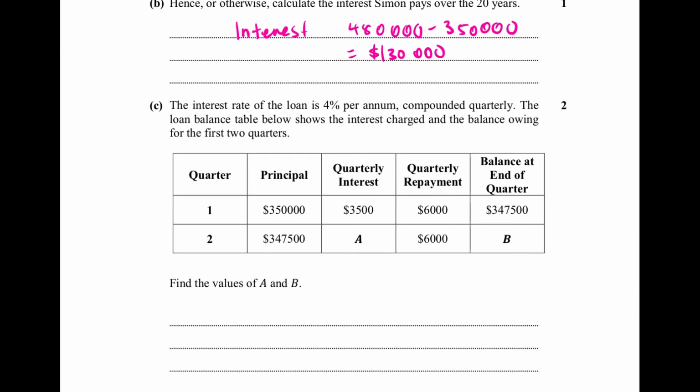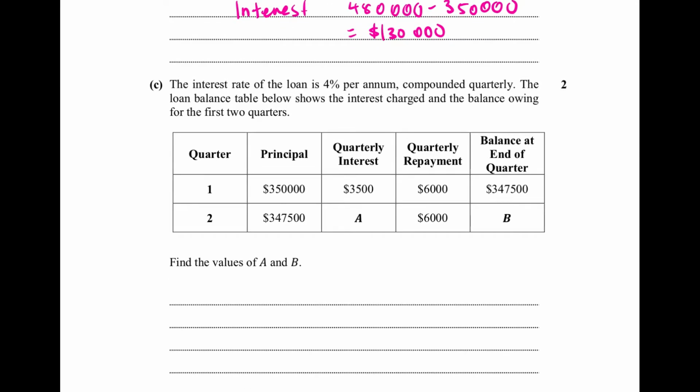Part C. The interest rate of the loan is 4% per annum, compounded quarterly. The loan balance table below shows the interest charged and the balance owing for the first 2 quarters. Okay, the first thing I'm going to have to do is convert this rate. Because it stands at 4% per annum, I need to change it to a quarterly rate, which is 1% per quarter. So I just divided that by 4.